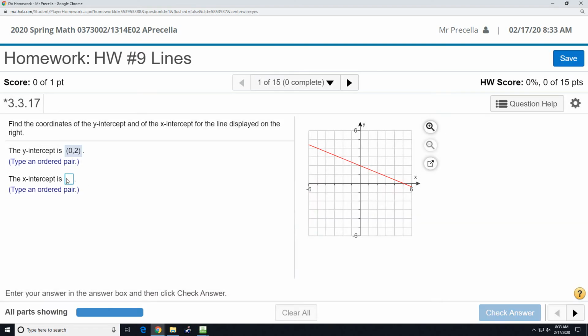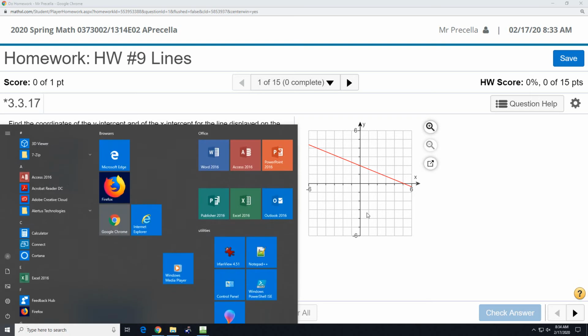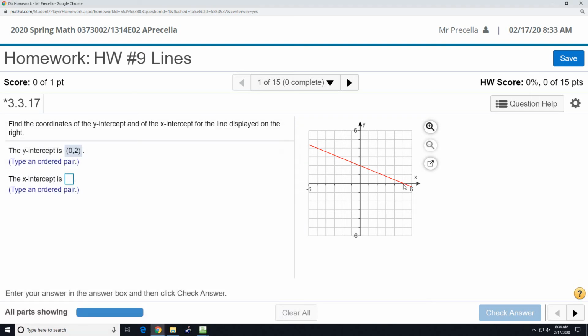And now, okay, what's the x-intercept? Type an ordered pair. Oh, very good. 5, 0. It looks like it's crossing the x-axis at 5.